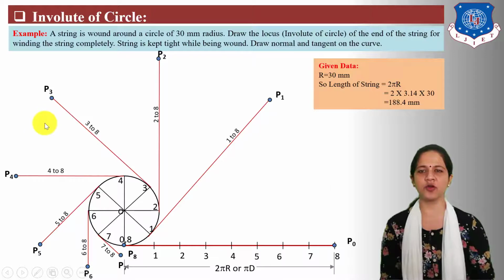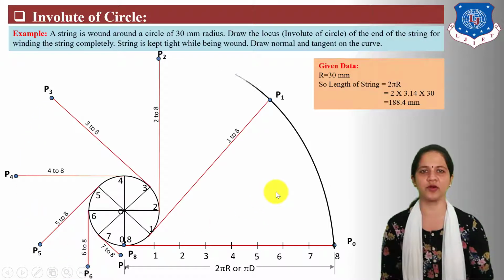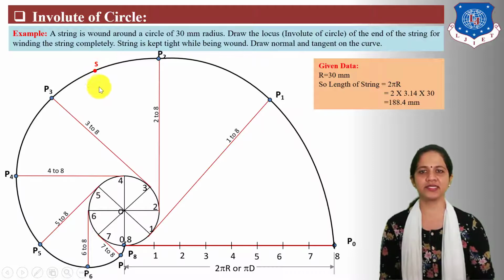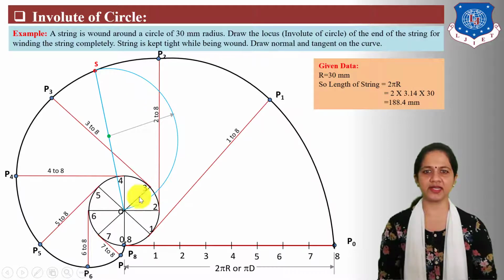Next, connect all these locus points freehand in the form of a curve. Next, draw the normal and tangent. For the normal and tangent, select one point S on the curve anywhere. Join this point S with the center of the circle. Next, take the middle point of line OS. From this middle point, draw a semicircle. This semicircle intersects the circle at one point. So mark here the end point.